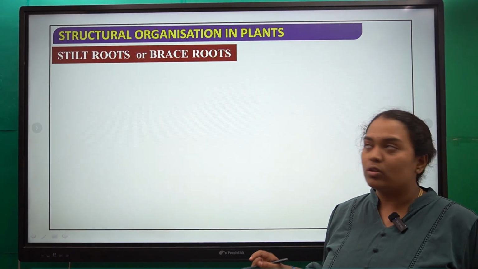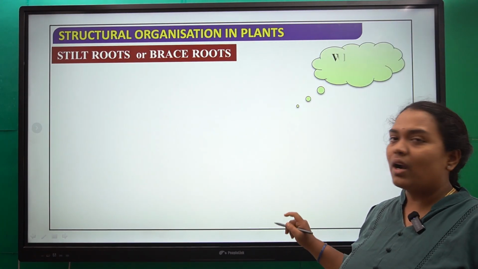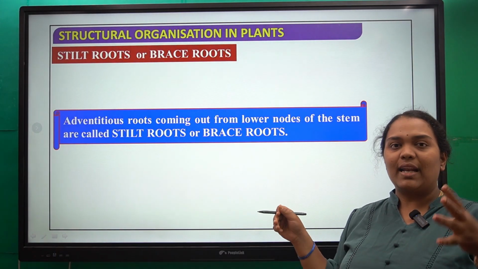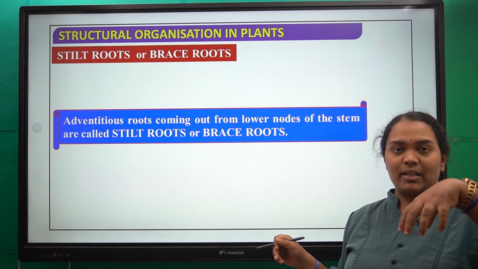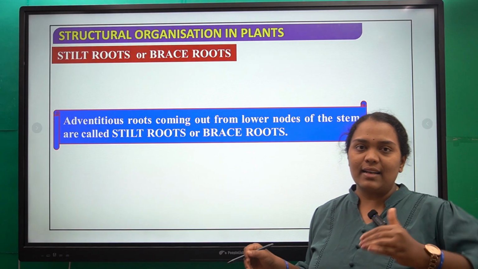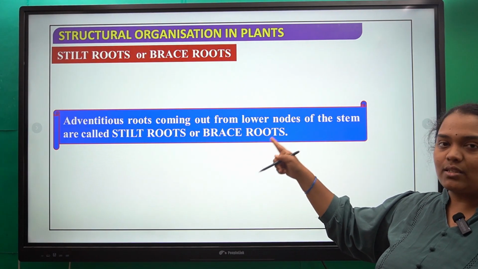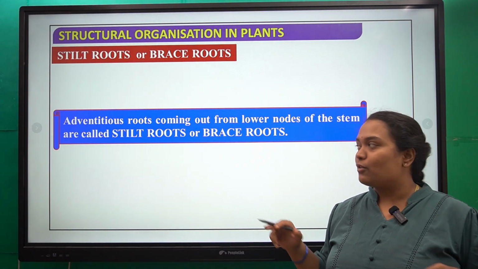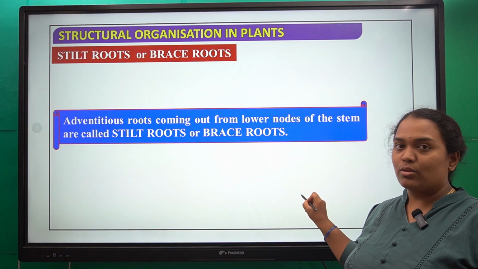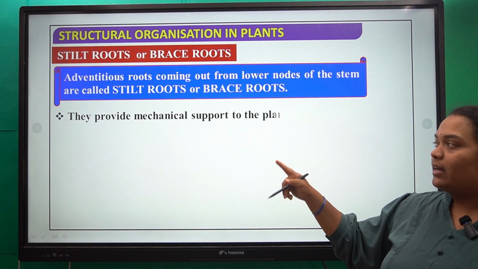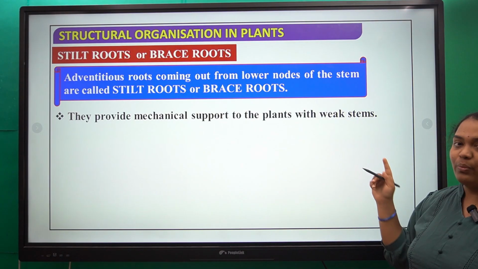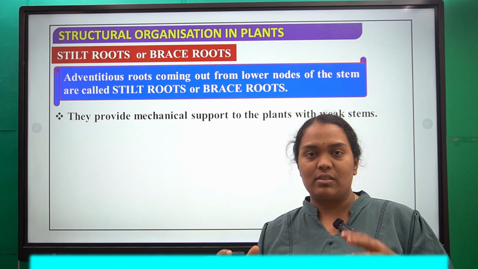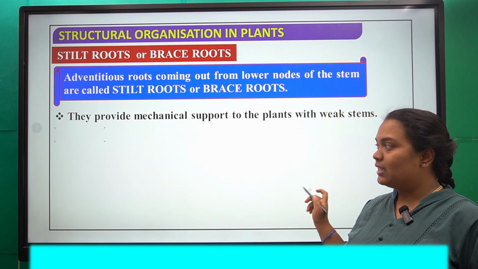Next are stilt roots, also called brace roots. What are these stilt roots? They are nothing but adventitious roots. What are adventitious roots? Adventitious roots mean roots formed from parts other than the radicle. Adventitious roots coming out of the lower nodes of the stem, near the base of the stem, are called stilt roots or brace roots. They provide mechanical support to a plant with a weak stem. So when the stem is weak, the extra roots forming near the base, other than the main root system, are called stilt roots.